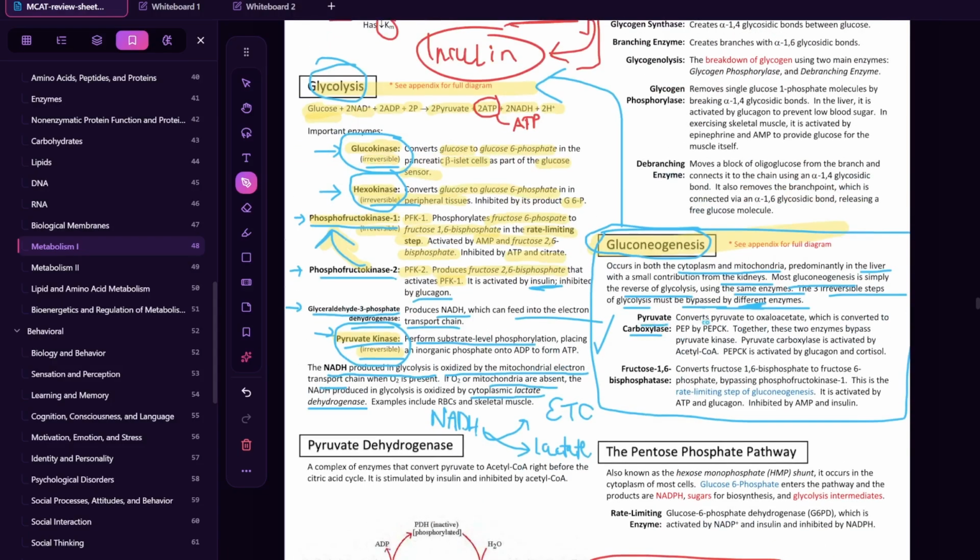Pyruvate carboxylase converts pyruvate to oxaloacetate, which is converted to PEP by PEPCK. Together, these 2 enzymes bypass pyruvate kinase. So this is our bypass. This is helping us bypass. Pyruvate carboxylase is activated by acetyl-CoA. PEPCK is activated by glucagon and cortisol.